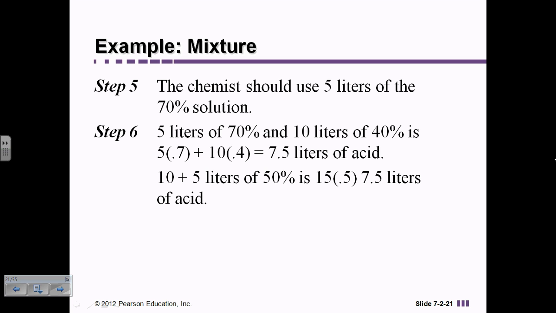So to check ourselves, 5 times 0.7 plus 10 times 0.4 equals 7.5 liters. If I do the other part of the equation, I've got 5 plus 10 is the amount of liters I've got, times 0.5, which is 7.5 liters. So the problem does check out. I ended up with 7.5 liters for both of my problems.